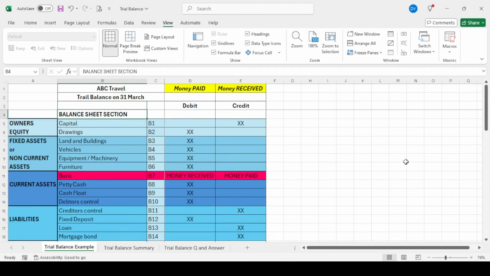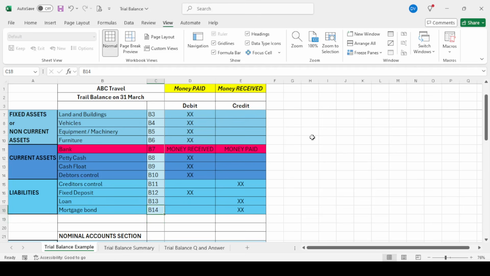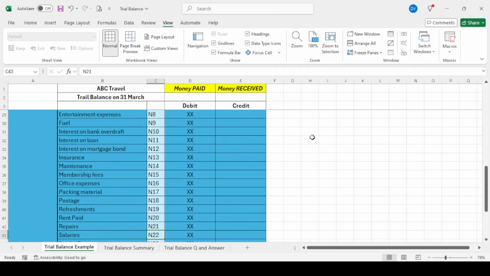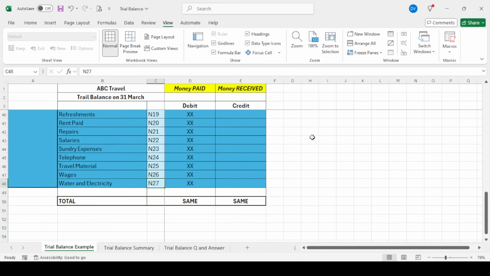Now, the next thing that you need to know about the trial balance is that all of the B accounts need to be numbered, and you start at B1. You just keep to the number order, B1, B2, B3, all the way down to B14. This one went up to B14. And the nominal account section, you're going to number starting with N1, so N for nominal, B for balance sheet, and you just stick to the number order. You number them all the way down until you reach the last expense.